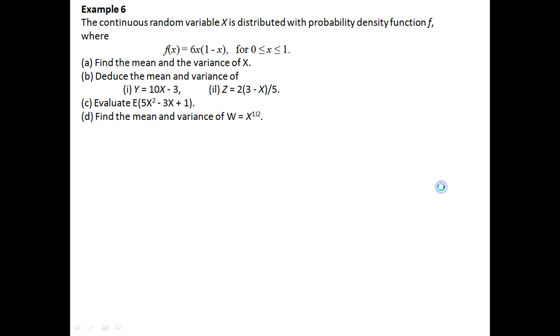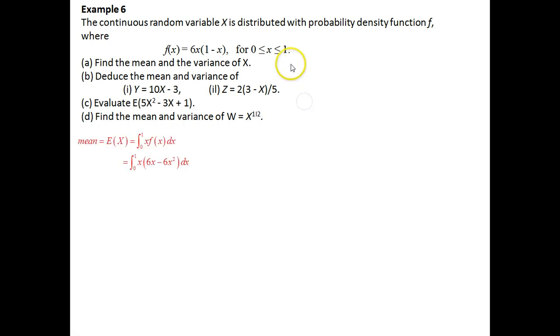a and b. An example, so we have a probability density function f of x equal to 6x(1 minus x), and it's between 0 and 1. So an upside down parabola crossing at 0 and 1, so that's the area we're interested in. We would need to find the mean and the variance, and then deduce the mean and the variance of a combination or a function of the x.